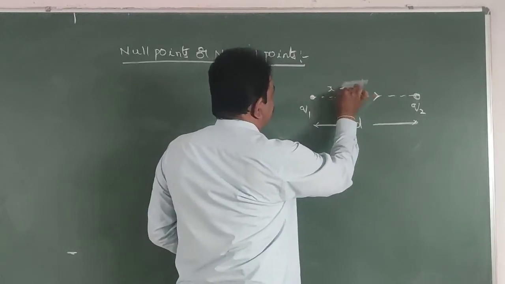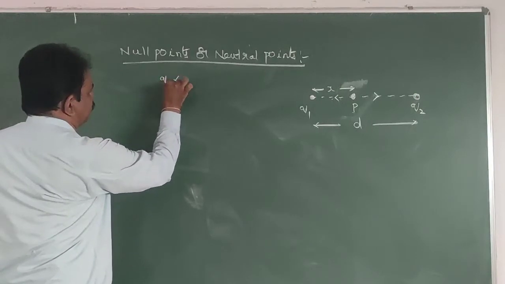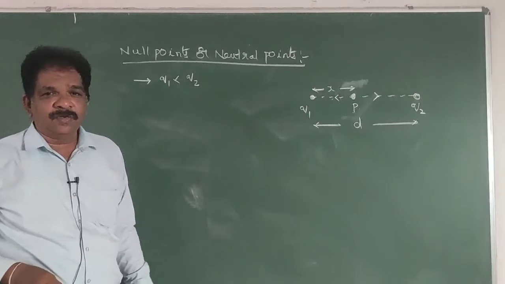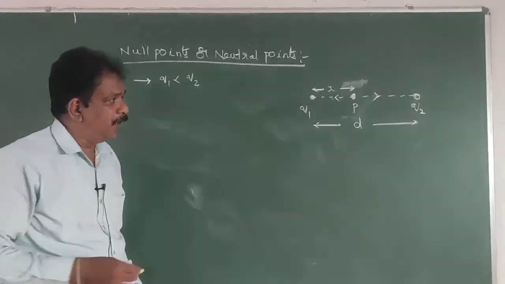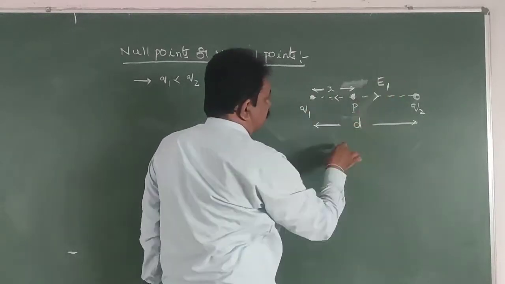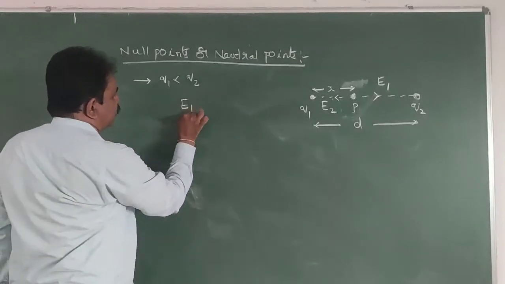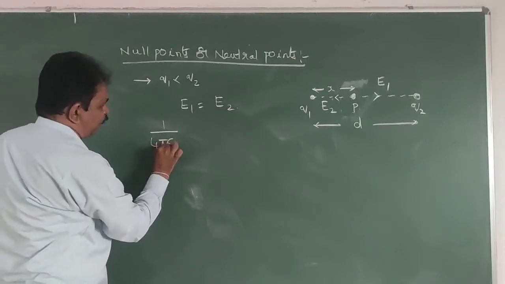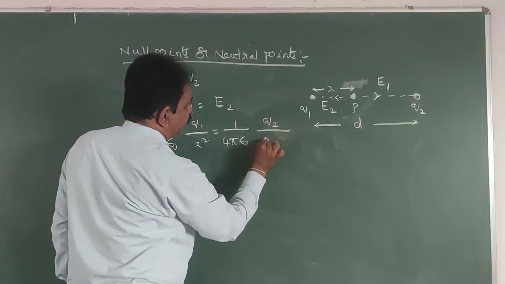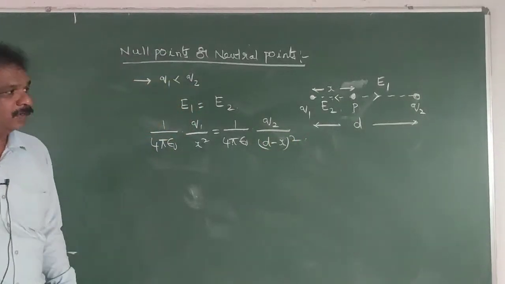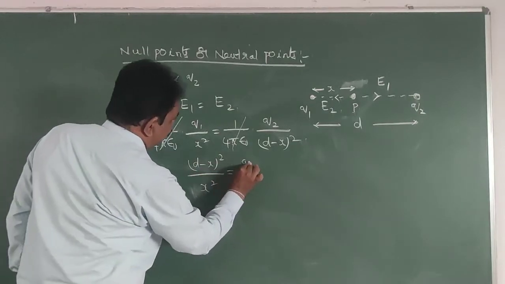I am assuming x is the distance of the neutral point from Q1. The condition will be that we take Q1 value less than Q2, and the neutral point is formed at the point P, at a distance x from Q1. So at P, what will happen? Q1 will create a field in this direction, Q2 will create a field in this direction. These two fields are equal and opposite, so E1 is equal to E2. So 1 by 4 pi epsilon naught Q1 by x square equals 1 by 4 pi epsilon naught Q2 by (d minus x) whole square. Then 1 by 4 pi epsilon naught will cancel. (d minus x) whole square by x square is equal to Q2 by Q1.